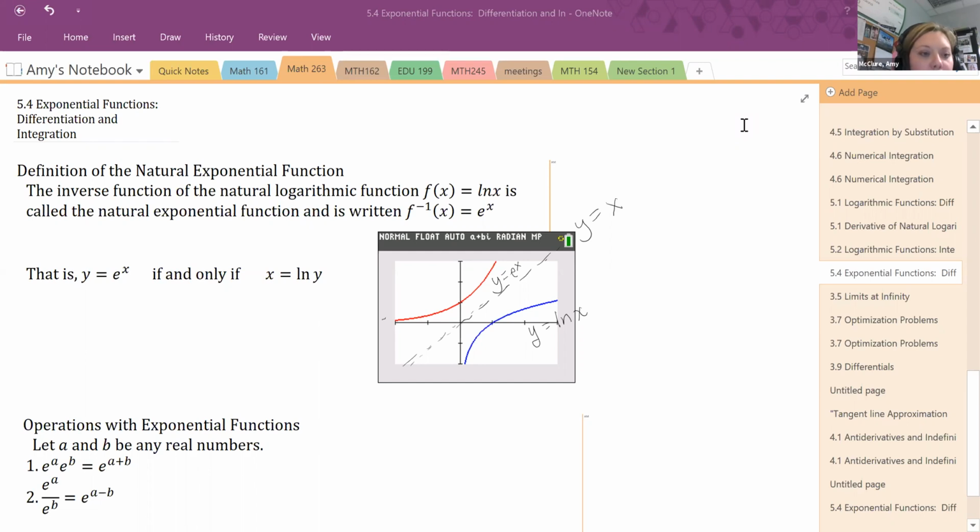I forgot to start the recording when I started explaining this, but so far we've talked about how the exponential function y equals e to the x and the natural logarithmic function ln of x are inverse functions of each other.